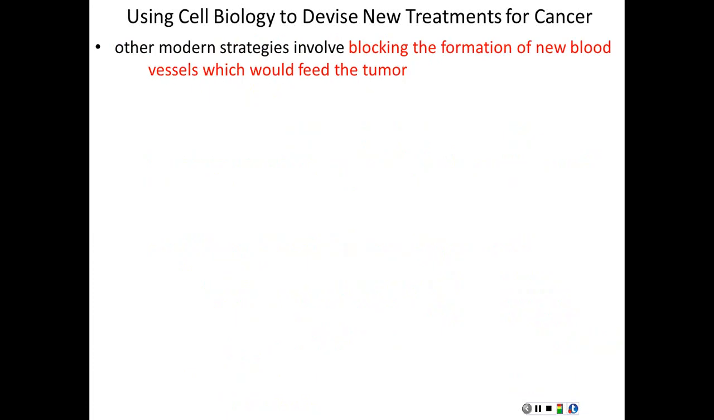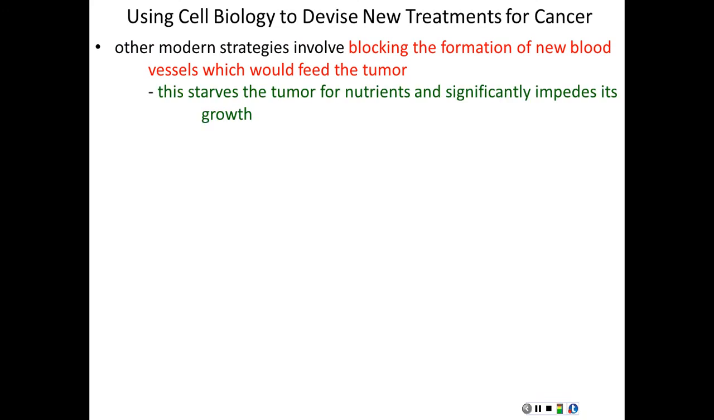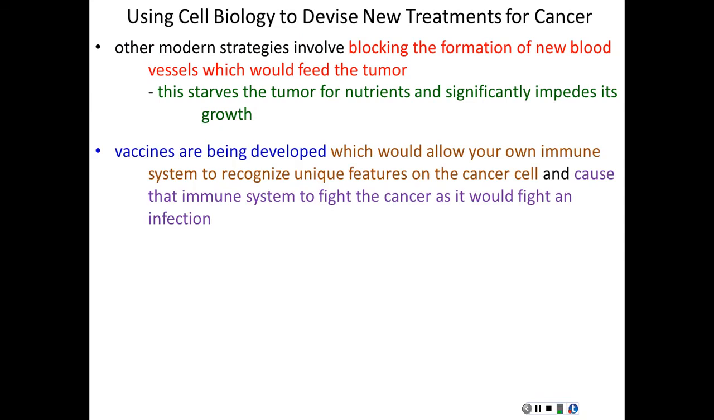Other modern strategies involve blocking the formation of those new blood vessels, which would feed the tumor. This doesn't keep the tumor from developing, but it keeps the tumor from growing and keeps the cells localized. It starves the tumor for the nutrients it would need to fuel that rapid cell division, impeding the tumor growth.